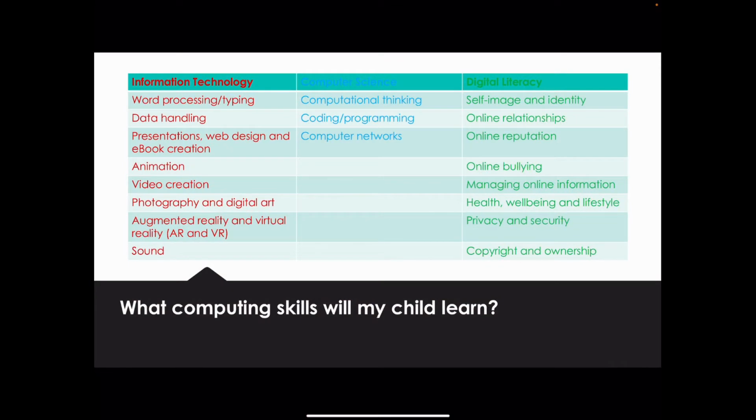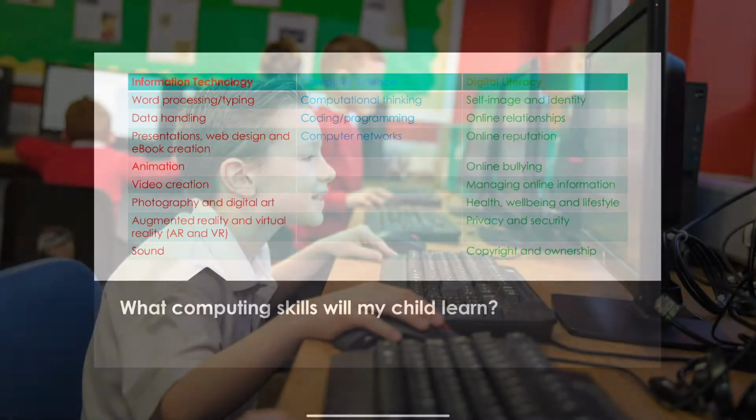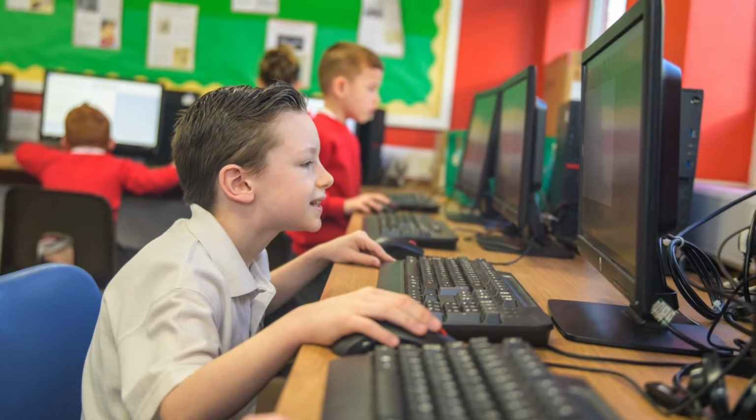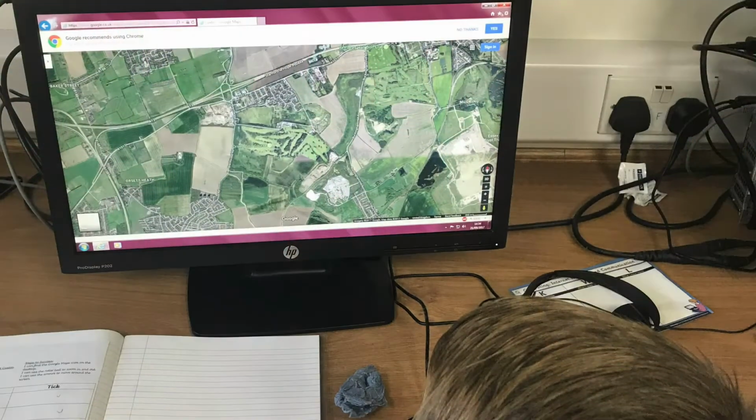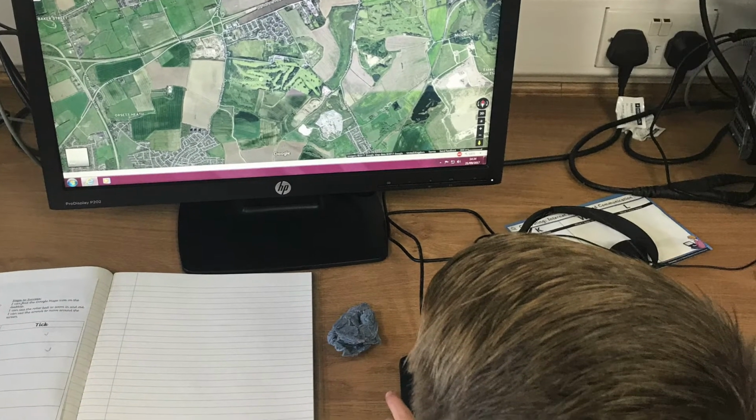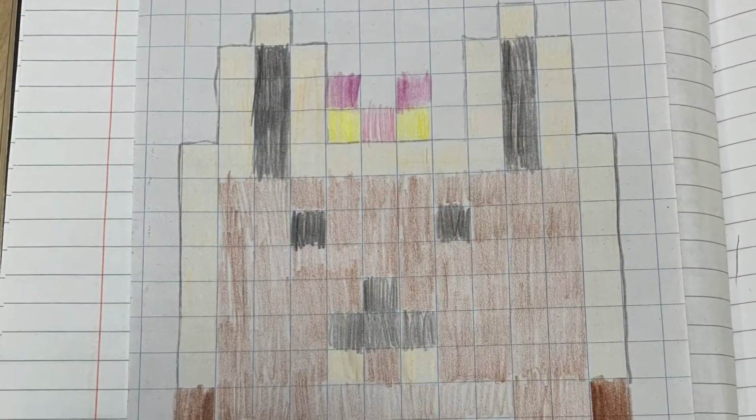When teaching these different topics as part of IT, digital literacy is taught alongside it to ensure children learn the necessary skills to keep safe online. For example, when learning about ebook and video creation, children will also learn about copyright and ownership as part of their digital literacy lessons. IT is often taught in a cross-curricular way, which enables children to apply their IT skills in a purposeful and engaging way.